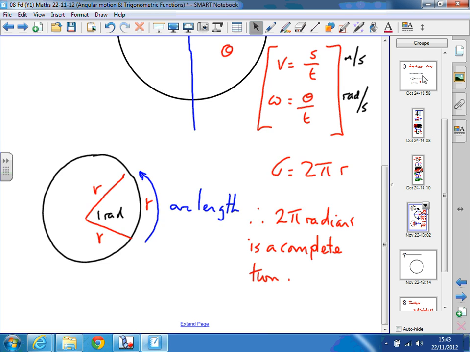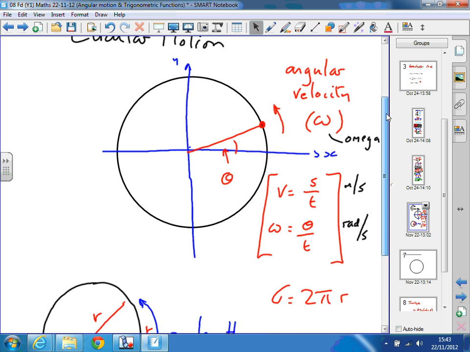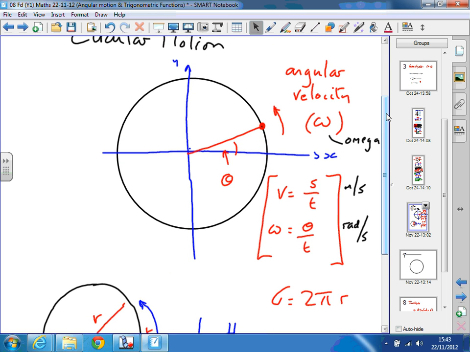Okay, so we've got some definitions now. We've got angular velocity that we use to describe the rate at which this thing goes round. And it's a measure of what angle has been swept out divided by the time it's taken, the amount of angle per second. And this angle, theta, is measured in radians. And there are 2 pi radians in the complete turn.